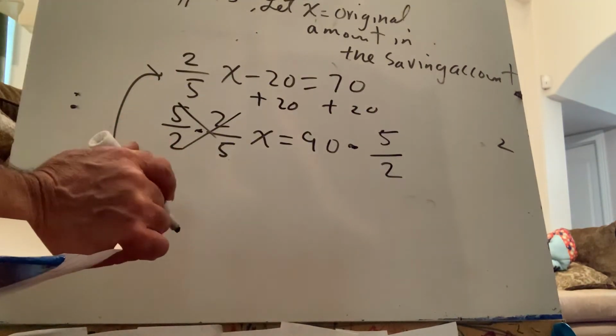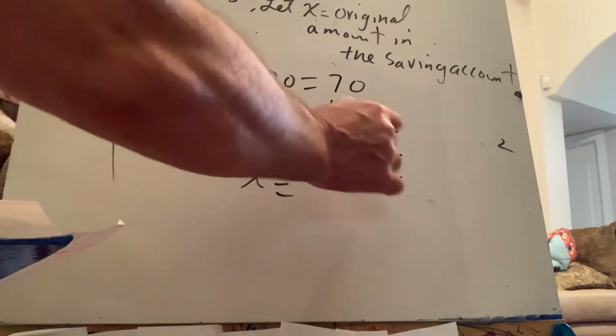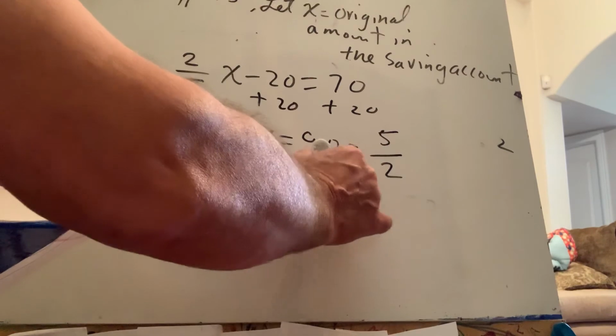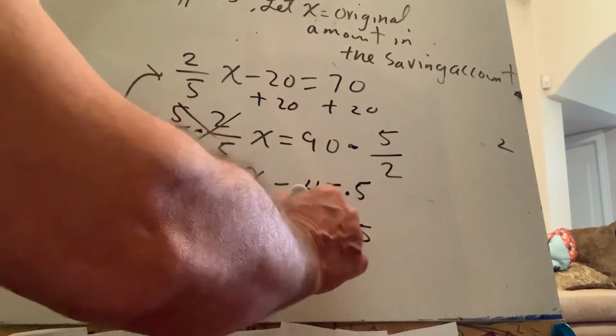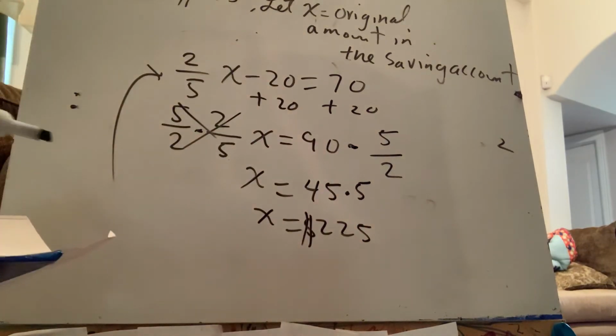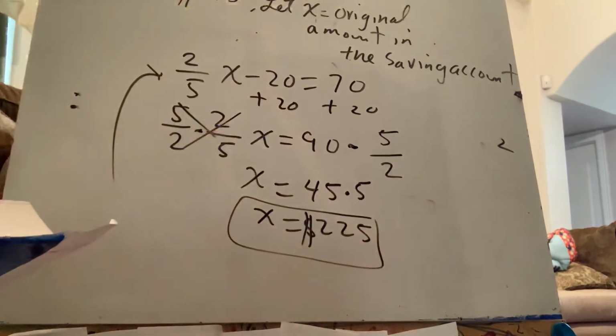So that becomes X. And then, of course, 2 goes into 90 45 times. And 45 times 5, I believe, is 225. And, of course, this was a dollar amount, so we're going to add the units at the end. So $225 is how much was in the original saving account, okay?